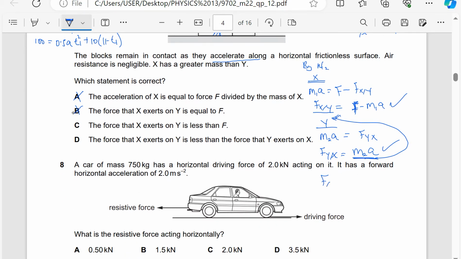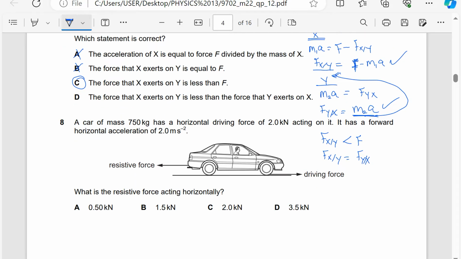So Fxy is less than F. And remember, Fxy is the same as Fyx, which means that Fyx is less than F. So the answer is going to be C. The force that X exerts on Y is less than F. That is very true because the force that Y exerts on X is less than F. So the force that X exerts on Y should be less than F. As simple as that.